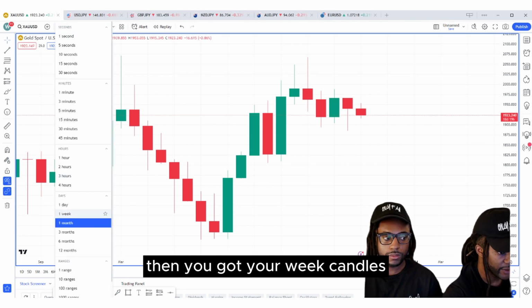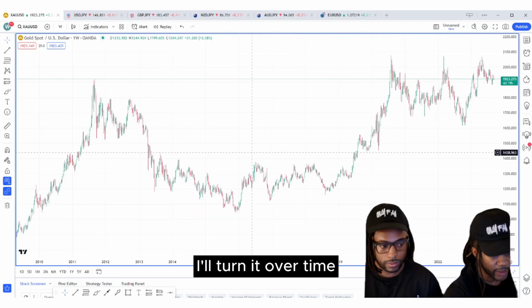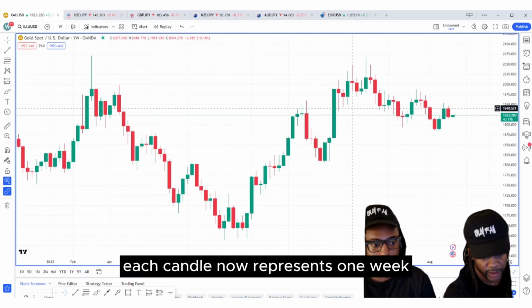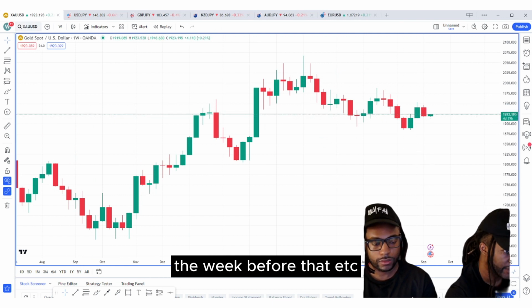Then you got your week candles. Same chart. If I zoom all the way out, uptrending over time. Each candle now represents 1 week. So this is 1 week. This is the week we're in right now. This is last week, the week before that, etc.